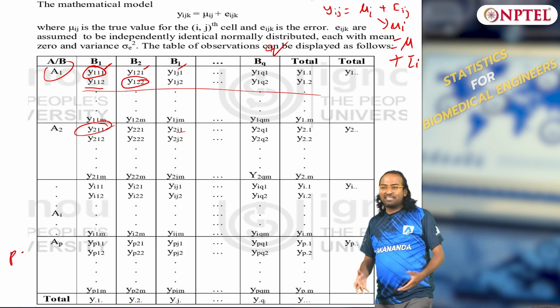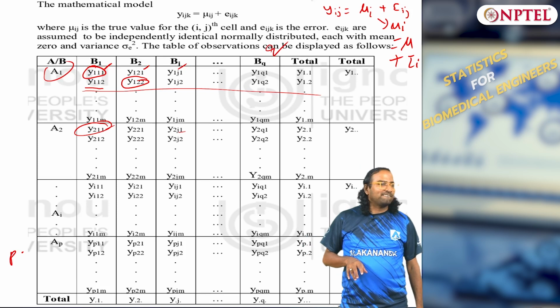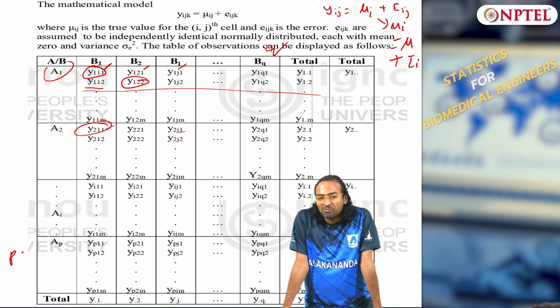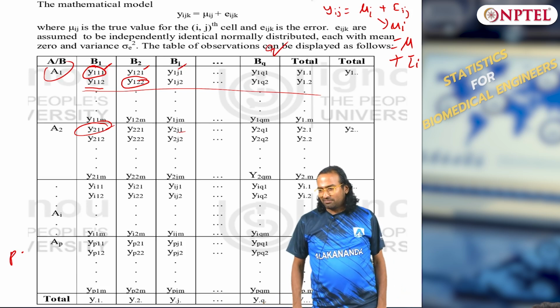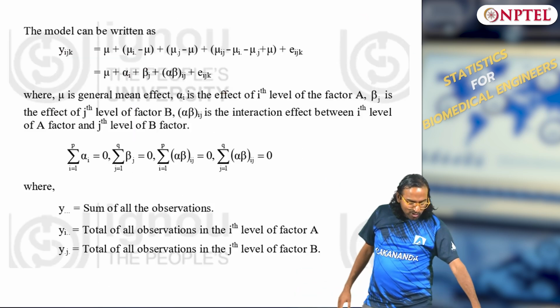This is an easy model, mu Ij, put together, but how do I expand mu Ij? In the previous case, one way ANOVA, what did we do? Mu Ij is nothing but mu plus tau I. Here you have interactions as well. So what is the way to do it?